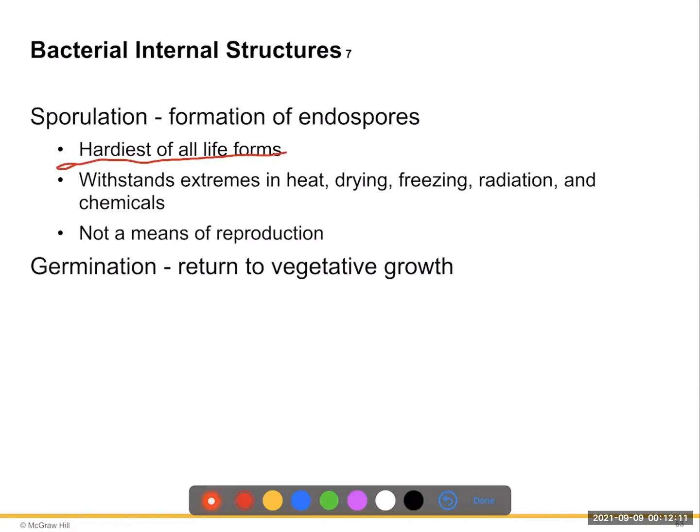When they're the endospore, they cannot reproduce, they cannot feed, they're just existing. They're shutting down until the environment is better for them to go back into a vegetative form. So when they germinate, they return to the vegetative growth and start multiplying again and living.